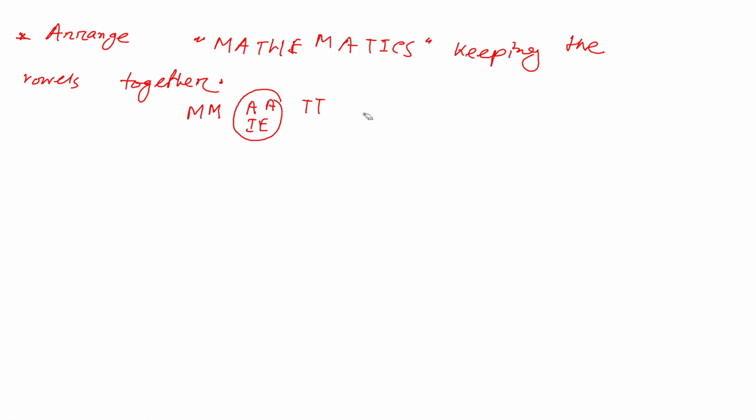What are the other letters? The other letters are M, M, then T, T, H, C, S. That's about it. So now there are a total of 8 things. So 8 factorial over, as you said, 2 M's, that is 2 factorial, then 2 factorial.